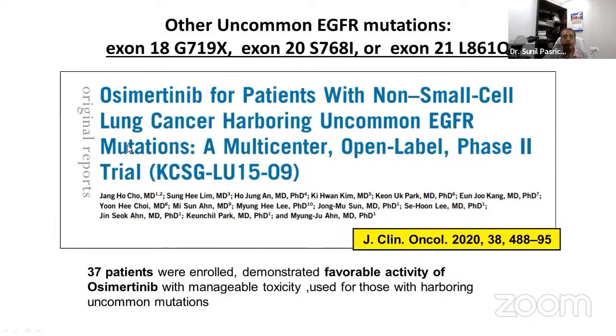Besides this, there are other uncommon EGFR mutations like exon 18 G719X, exon 20 S768I, or exon 21 L861Q. And this was an important publication in which these uncommon EGFR mutations were also explored. They found that the 37 patients who were enrolled demonstrated a favorable activity of osimertinib with manageable toxicity for these harboring uncommon mutations, because these mutations don't respond to the first generation TKIs.